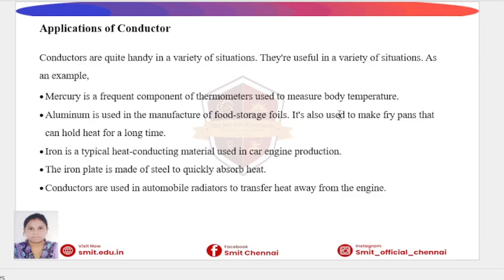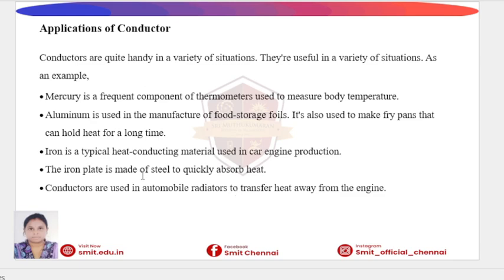It is also used to make fry pans that can hold the heat for a time. Okay, and the next one, iron. Iron is a typical heat conducting material used in car engine protection. And then one iron plate is made of steel to quickly absorb heat. And the final one is that conductors are used in automobile radiators to transfer heat away from the engine. So these are all the applications involved in conductors.